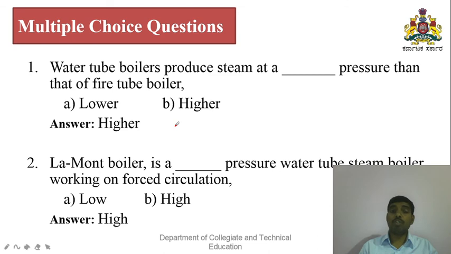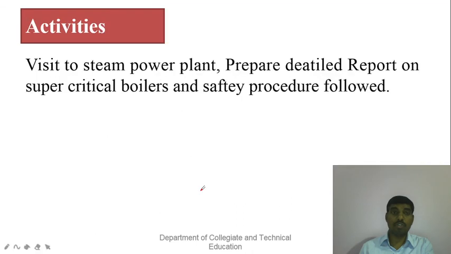Water tube boilers produce steam at a dash pressure than that of fire tube boilers. Absolutely, water tube boilers always produce steam at a higher pressure. That is the answer: higher pressure. The Lomond boiler is a dash pressure water tube boiler. A water tube steam boiler working in forced circulation. So the Lomond boiler is a high pressure water tube boiler working in forced circulation. These are the answers to the questions.